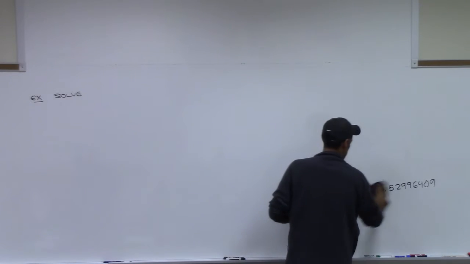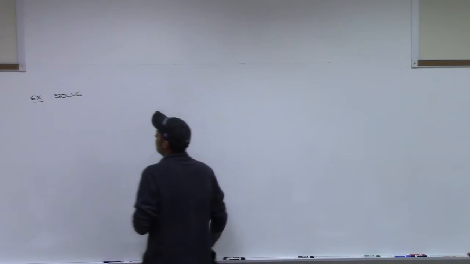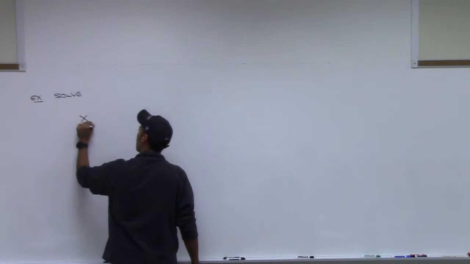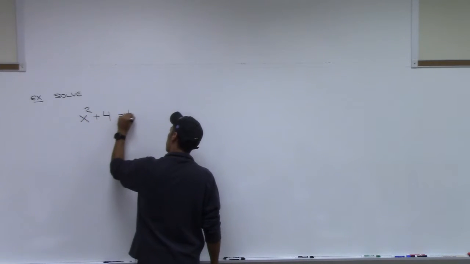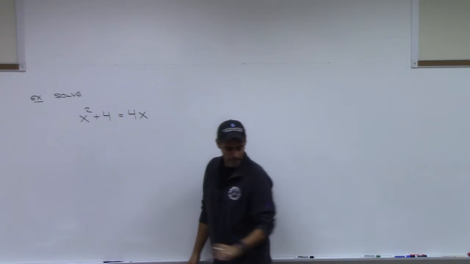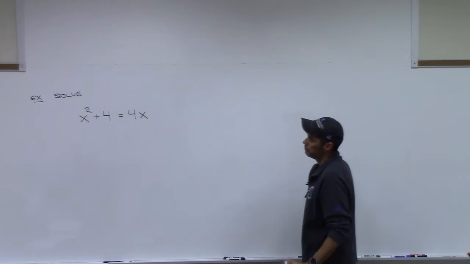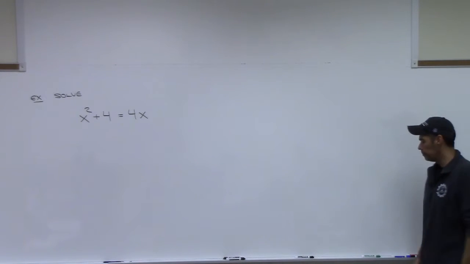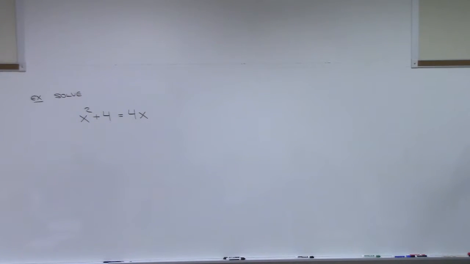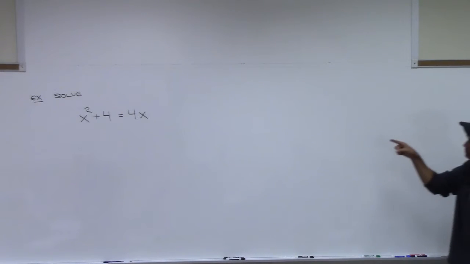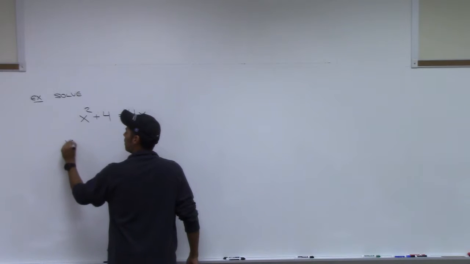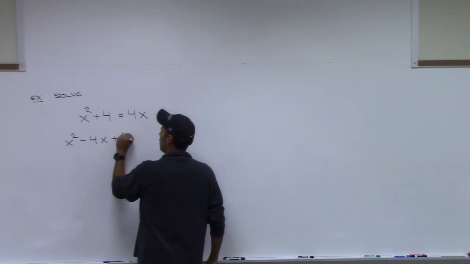Okay, let me think for a second here. X squared plus 4 equals 4x. All right, Kristen, is this a quadratic equation? Yes. Okay, so what should our first step be? Move the 4x over so it becomes x squared minus 4x plus 4 is 0. Okay, and you already put it in the correct order, right?